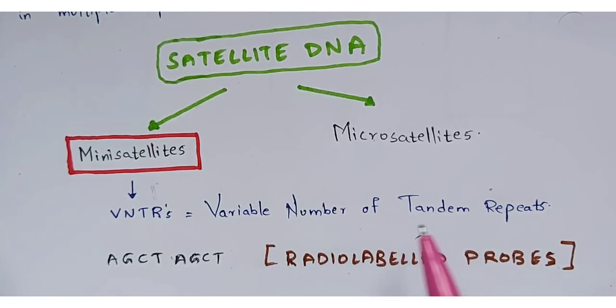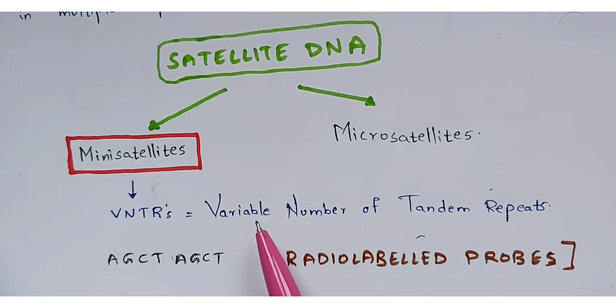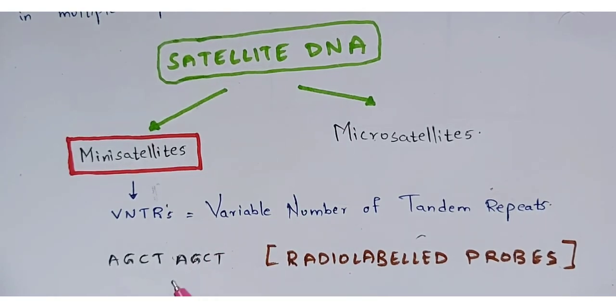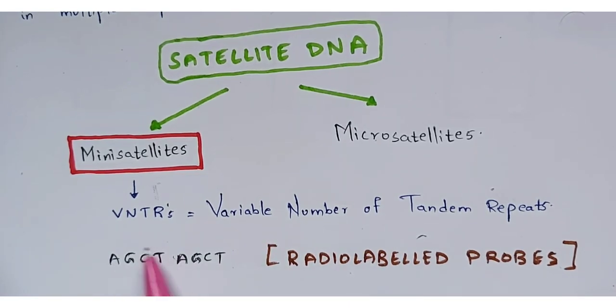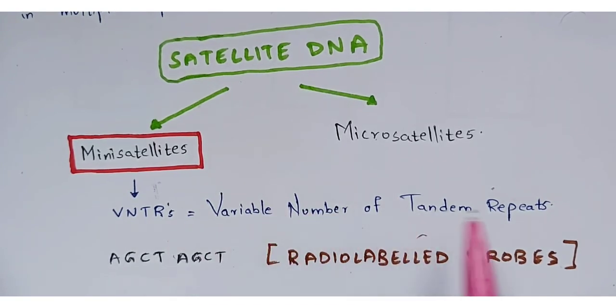Variable number of tandem repeats means there will be a varying number of nucleotide sequences which will be repeated. For example, AGCT is a sequence: adenine, guanine, cytosine, thymine. So this is a sequence, and once it gets repeated a variable number of times, those sequences are called variable number of tandem repeats.